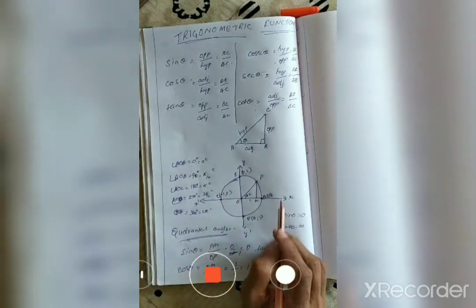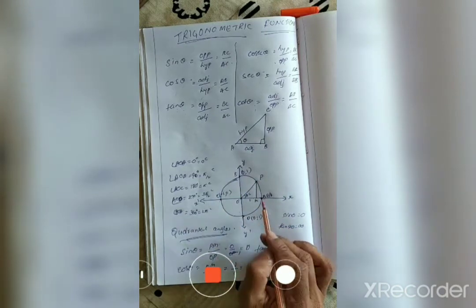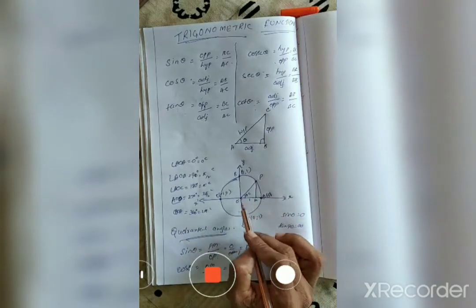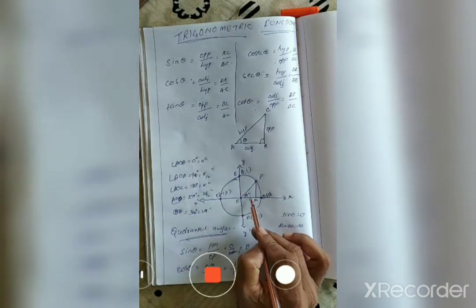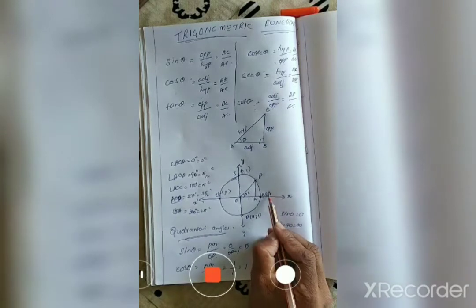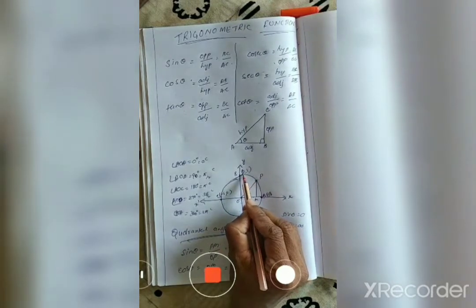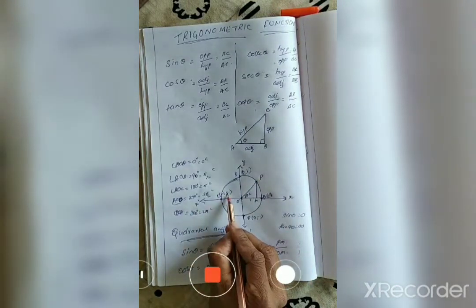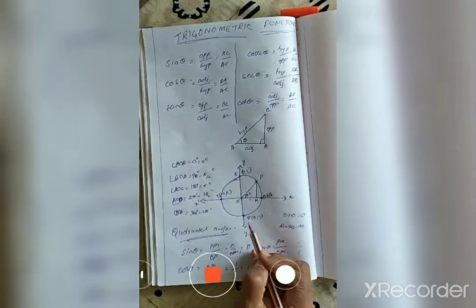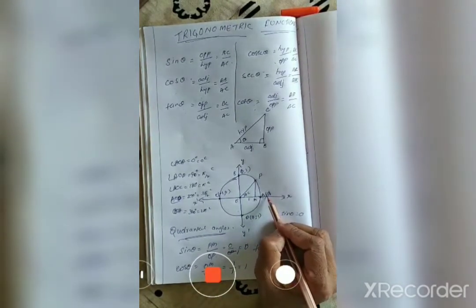Similarly, the other quadrantal angles. How to identify this easily? See here, see the coordinates of the points A, B, C, D. Here the angle is 0 degree, here the angle is 90 degree, this angle is 180 degree, and this angle 270, and after completion 360. Here see, sine 0 is 0, cos 0 is 1, sine 90 is 1, cos 90 is 0, sine 180 is 0, cos 180 is minus 1, sine 270 is minus 1, cos 270 is 0, sine 360 is 0, and cos 360 is 1.